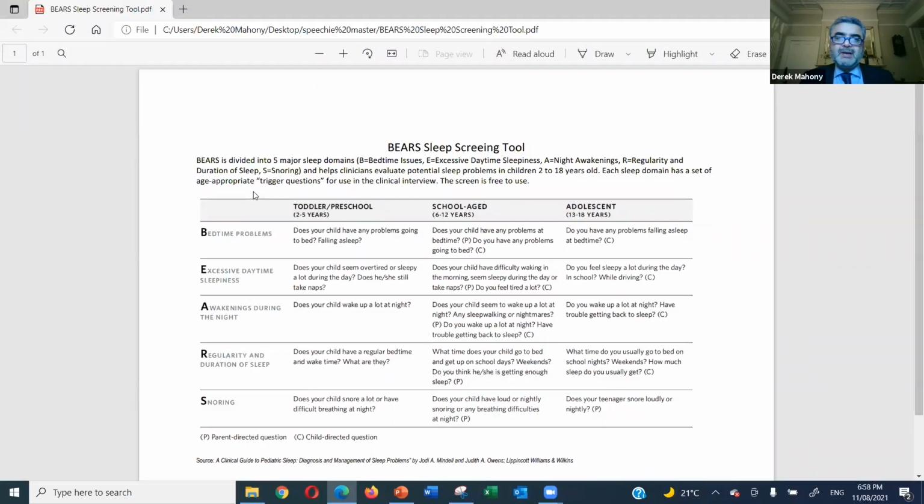But basically, it's five major sleep domains. B is for bedtime issues. E is for excessive daytime sleepiness. Then we have the awakenings during the night. We have the regulatory and the duration of sleep, and last, what I talked about, which is the snoring, right? So basically, you're looking at the toddler and preschool age group. I think most of your patients are that age group. That's what we want to look at.